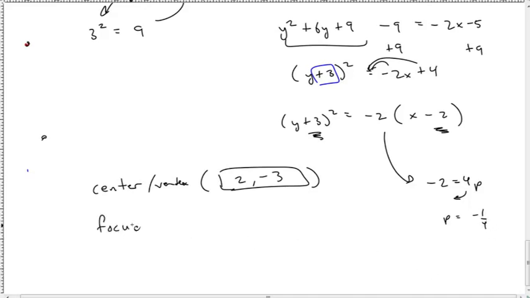So my focus is very simple here. Because it's a sideways parabola and it's negative, it's going to end up looking like this maybe. We'll do a real proper graph here in a minute, but my focus is going to be more on the negative side of things. And because it's a sideways parabola, I'm going from the center to the focus in an x direction. This is my x values that are going to change.